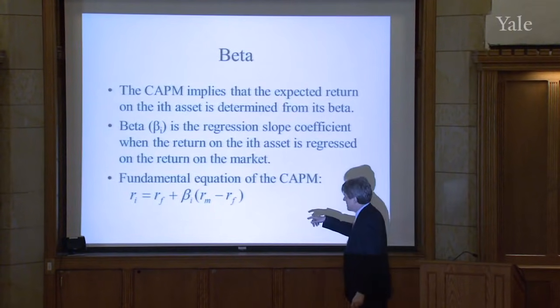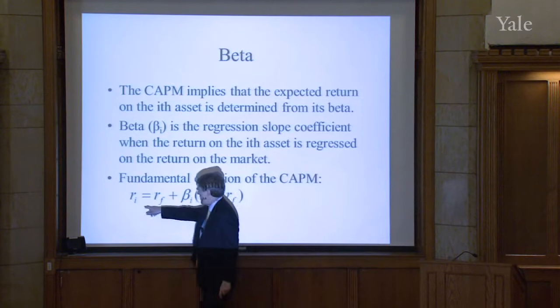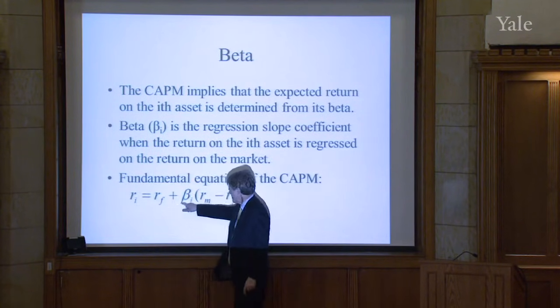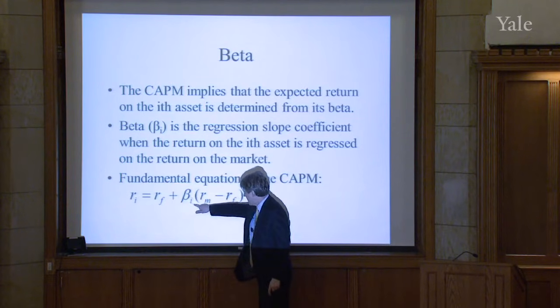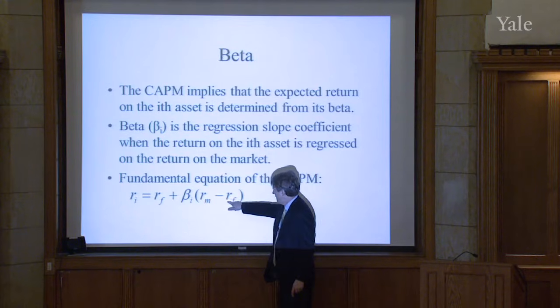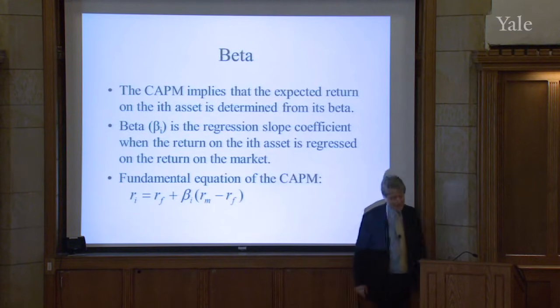The capital asset pricing model, and I'm not going to derive this equation, but it says the expected return on any asset, the ith asset, equals the risk-free rate plus the beta of that asset times the difference between the expected return on the market and the expected return on the riskless asset.